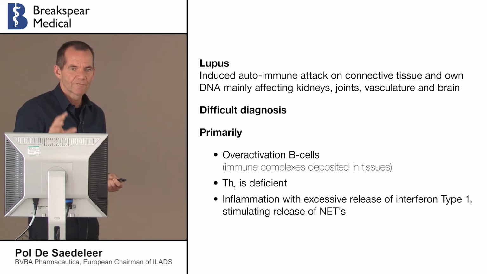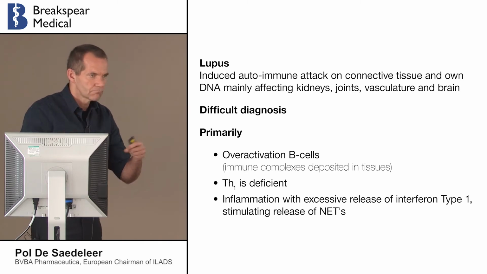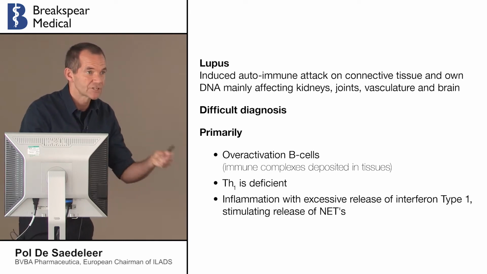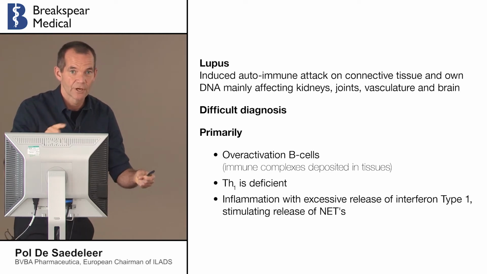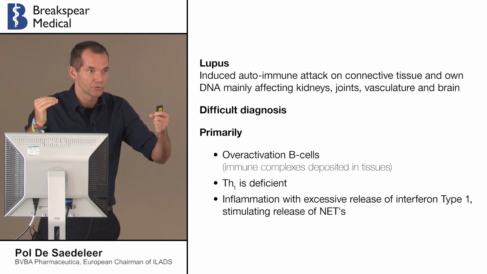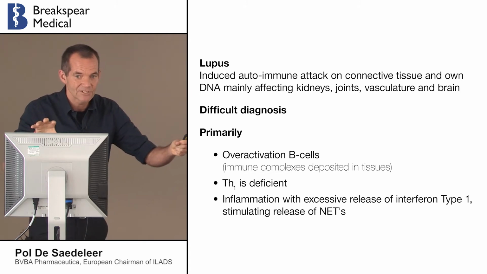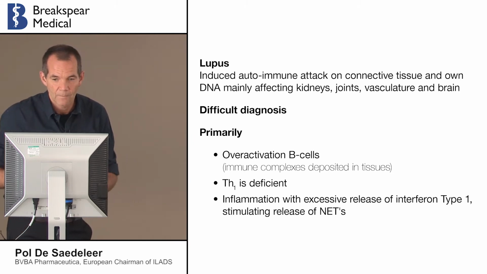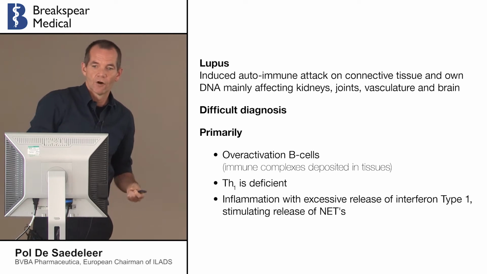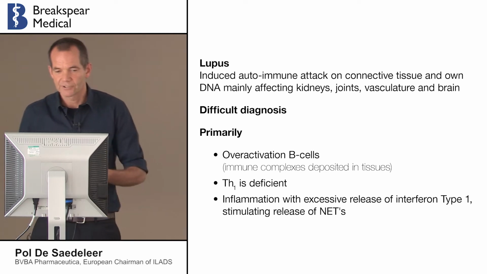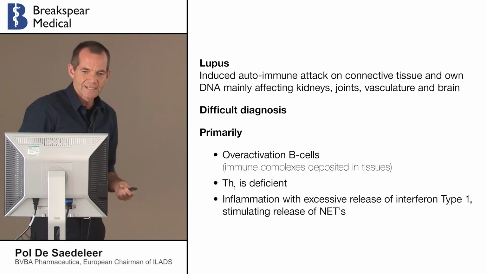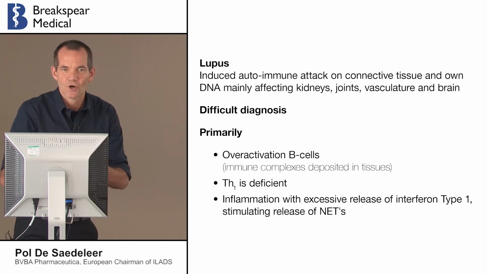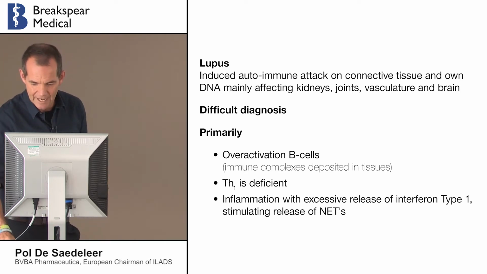Now, primarily, we have an overactivation of B cells. Immune complex is being formed and deposited. We have a situation where Th1 is deficient and Th2 is dominant. Remember, balance Th1, Th2, cellular immunity, antibodies. In these situations, it's not imbalanced, but Th2 is dominant. And inflammation with more production of cytokines. And there is a release of NETs, neutrophil extracellular traps. You can compare it with some kind of spider webs that cause damage.